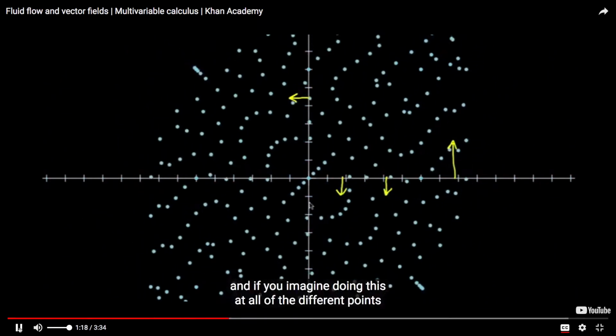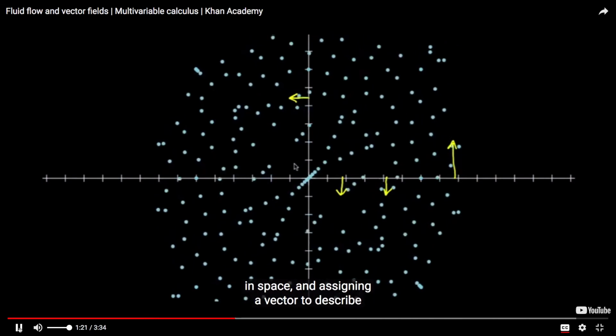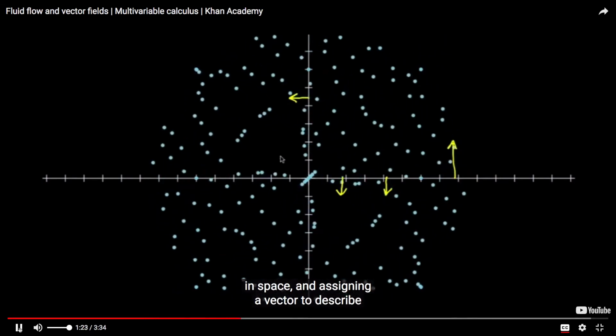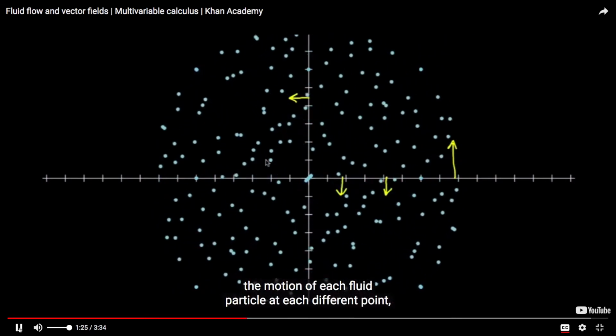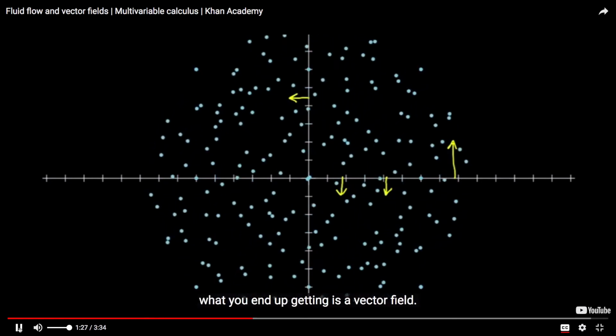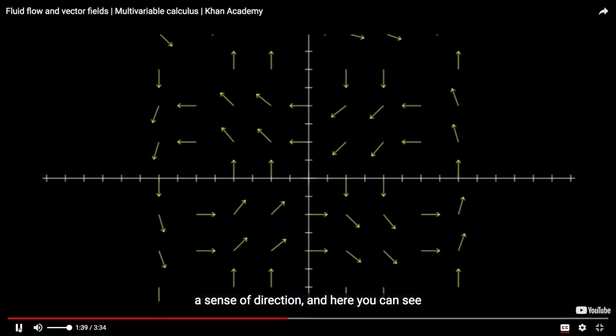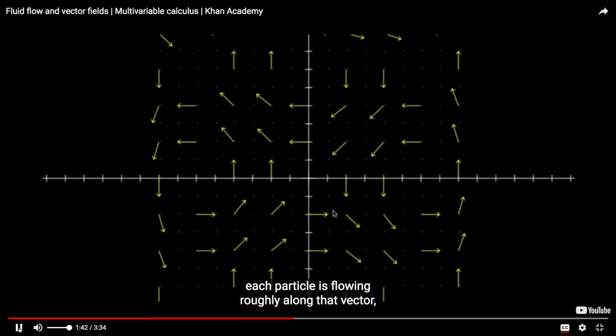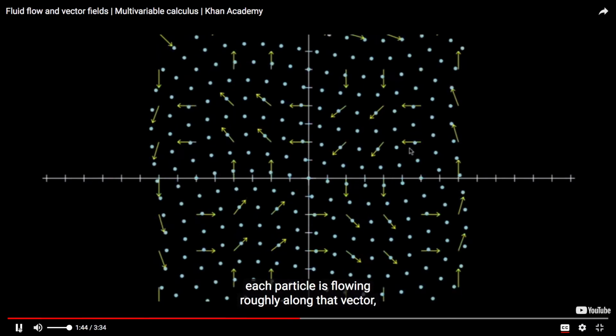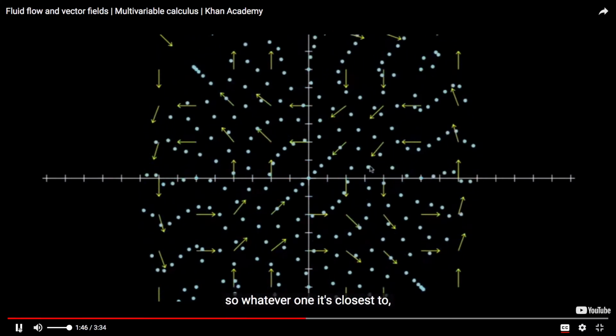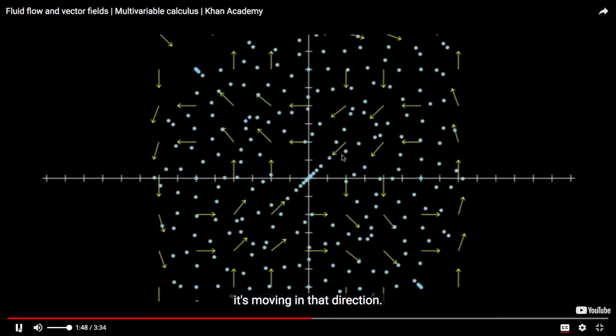And if you imagine doing this at all of the different points in space and assigning a vector to describe the motion of each fluid particle at each different point, what you end up getting is a vector field. So this here is a little bit of a cleaner drawing than what I have. And as I mentioned in the last video, it's common for these vectors not to be drawn to scale, but to all have the same length just to get a sense of direction. And here you can see each particle is flowing roughly along that vector. So whatever one it's closest to, it's moving in that direction.